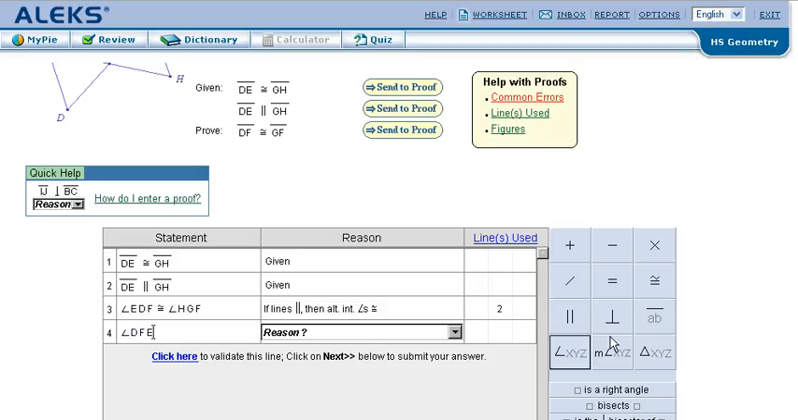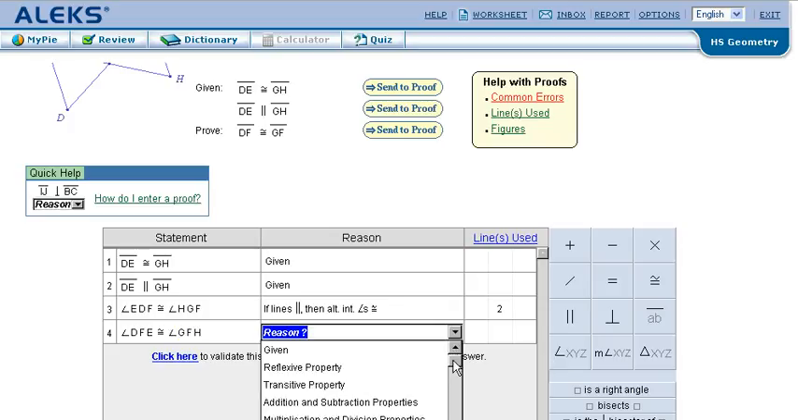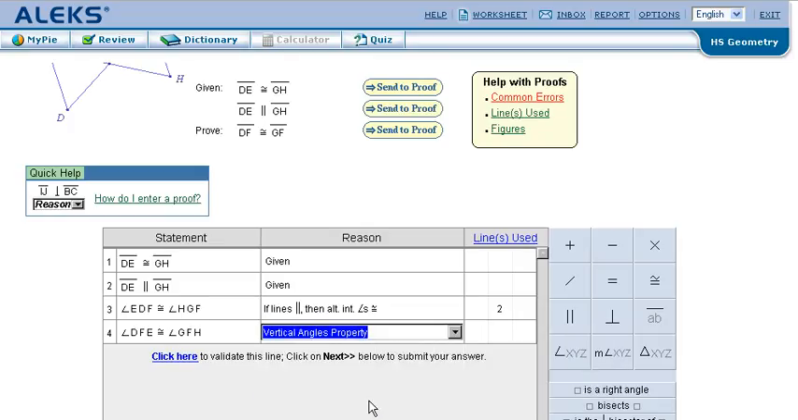DFE is congruent to angle GFH. And the reason is because they're vertical angles. Vertical angles property.